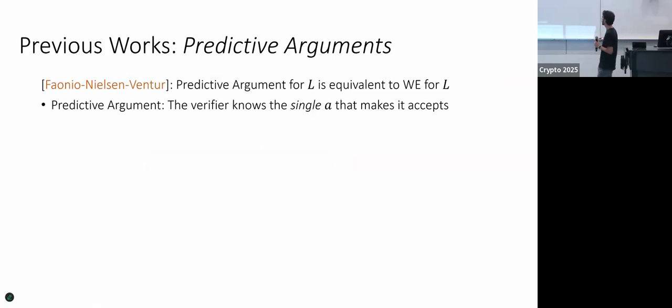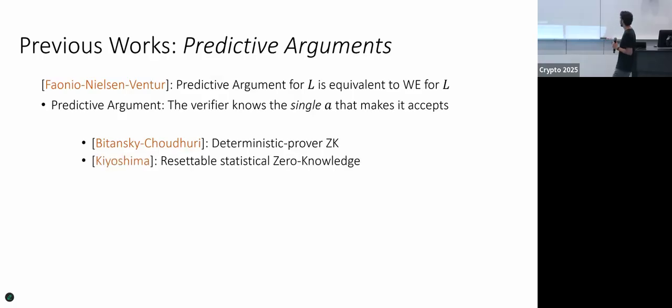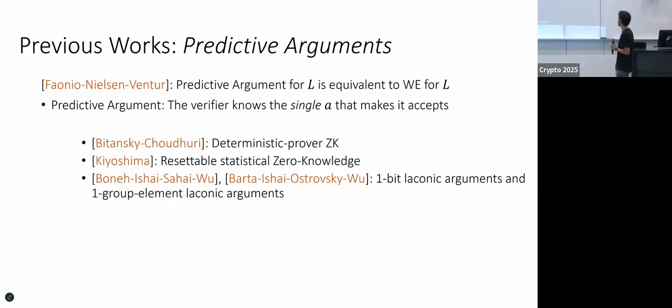And follow-up work used this in order to show that variants of zero knowledge imply witness encryption. For example, deterministic prover zero knowledge, a resettable statistical zero knowledge, and one-bit laconic argument, or arguments with one group element.